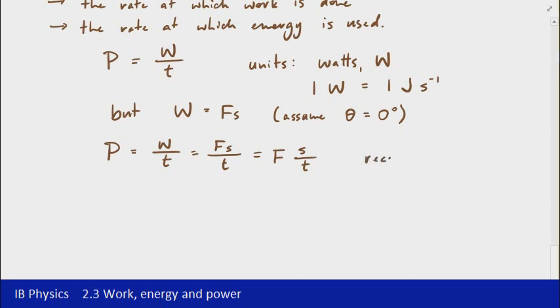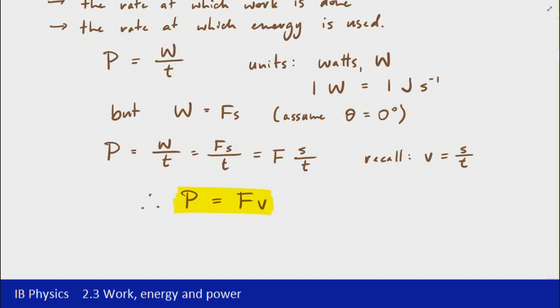And if you recall, a distance over time is a speed. So s over t is equal to a speed. So that means that we can say that power is equal to force multiplied by the speed that the object is moving. That's the equation that is included in the data booklet. So power being equal to force multiplied by the speed with which the object is moving.